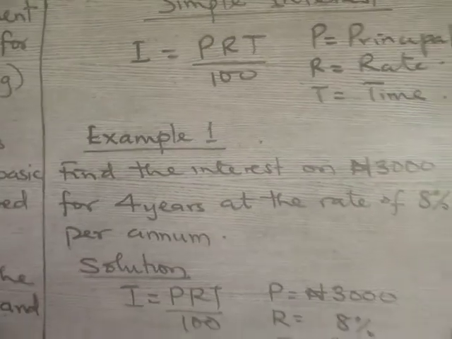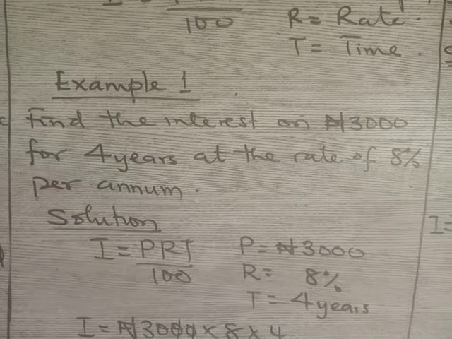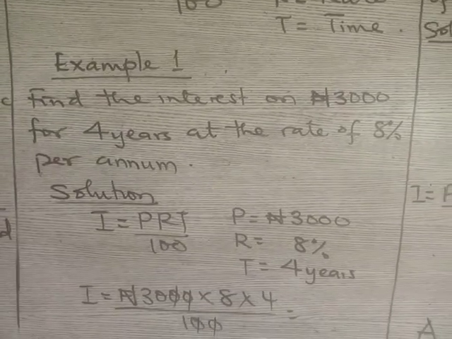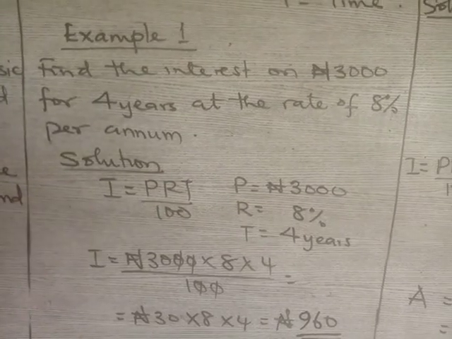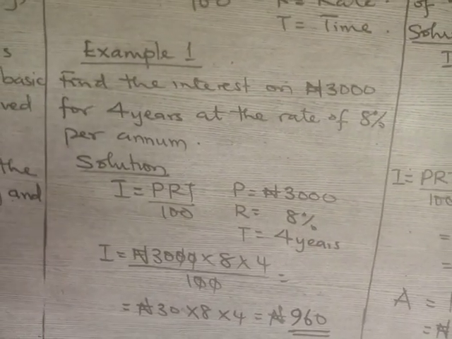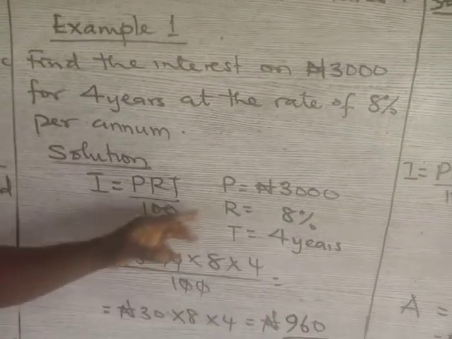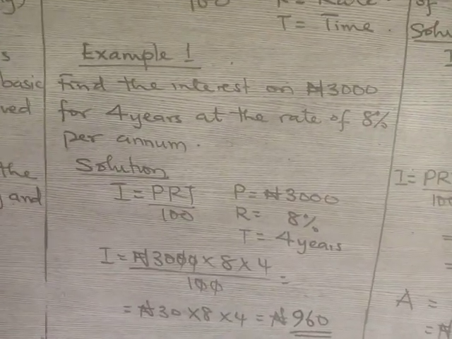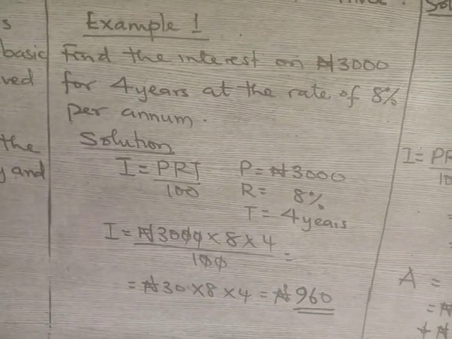So if you look at example 1: find the interest on 3,000 naira for 4 years at a rate of 8% per annum. Solution: I equals PRT over 100. Your principal there is 3,000 naira, while the rate is 8%. The time taken is 4 years, the duration of keeping that money.